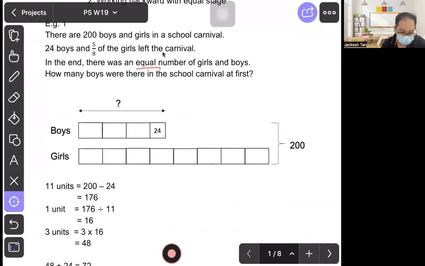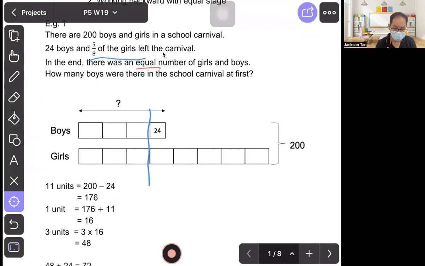So when we draw the model, make sure that 3/8 of the girls remain. Why? Because 5/8 of the girls left. So 3/8, that means here is equal. Then you draw back another 5, so you get 8 units. Then put back the 24 boys. Altogether at first is 200. With the model, everything looks simple.